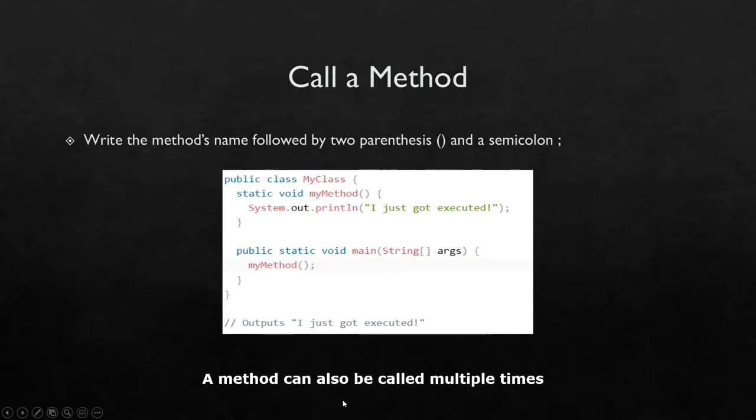A method can also be called multiple times. So unlike saying System.out.println I just got executed here, if you want to output that multiple times, then you have to copy paste the System.out.println here as many times as you would want. But here you can just call the method anytime in order for you to perform what is inside the method. So that is the convenience that the method brings.